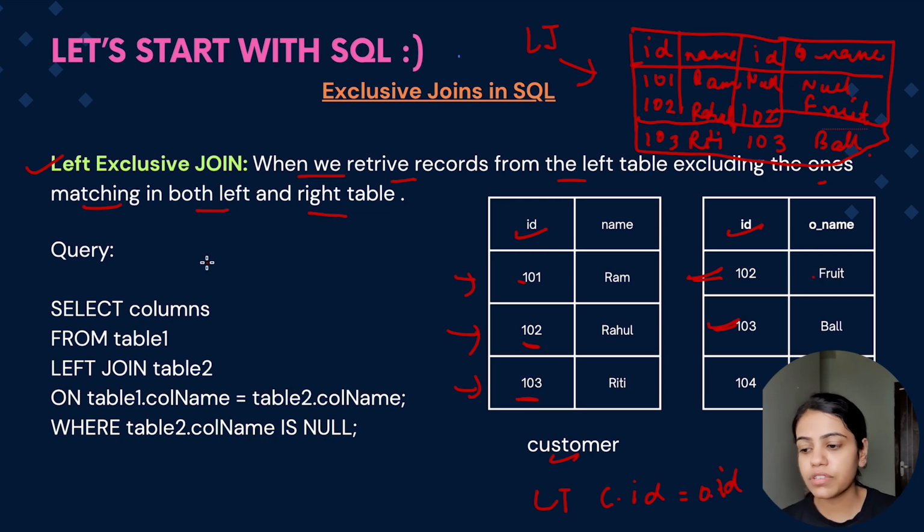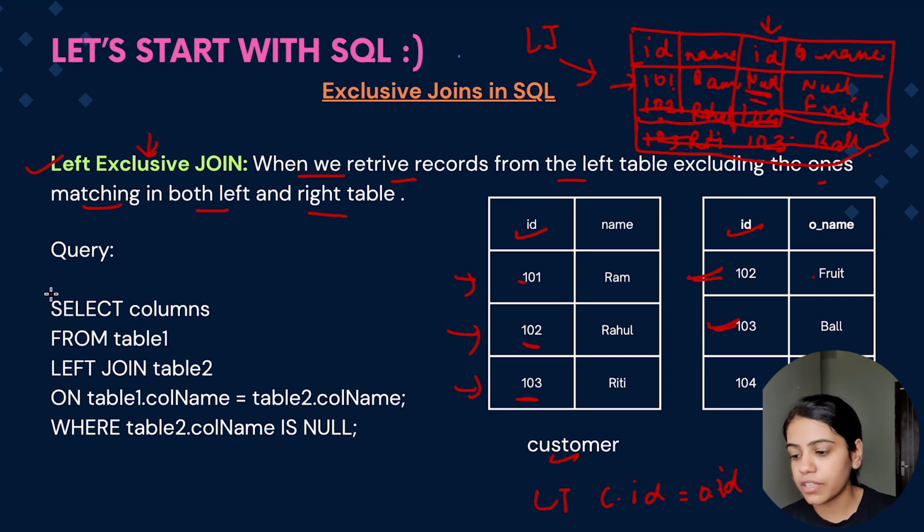But in left exclusive join, what happens is we are excluding the rows which are matching between both of these tables. So what are the fields which are matching between both tables? That is 102 and 103. So 102 and 103 are matching between both tables, so we have to exclude these and just print this row in the final result. So how can we get this particular row? Here you can see that whenever there is no matching row in the right table, we get the value as null, as there is no matching field there.